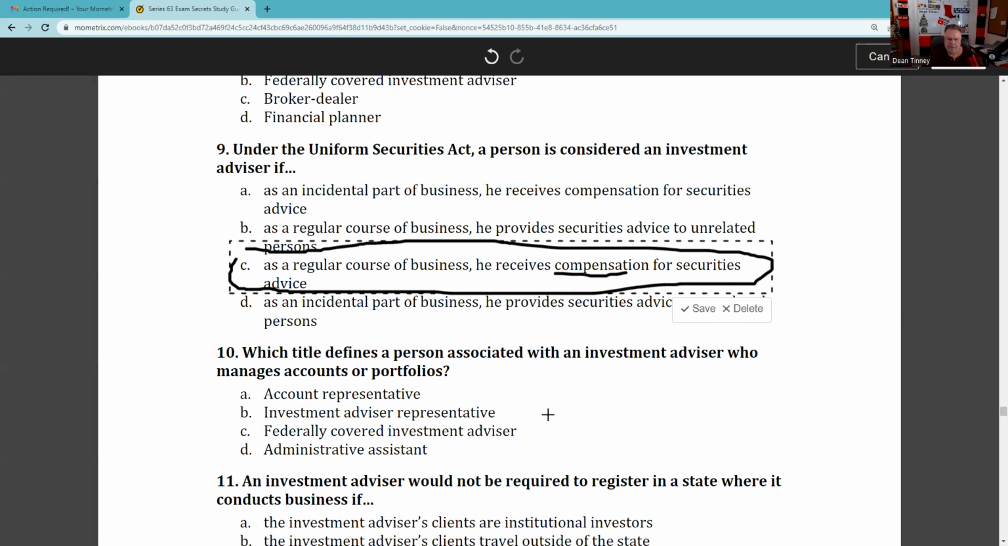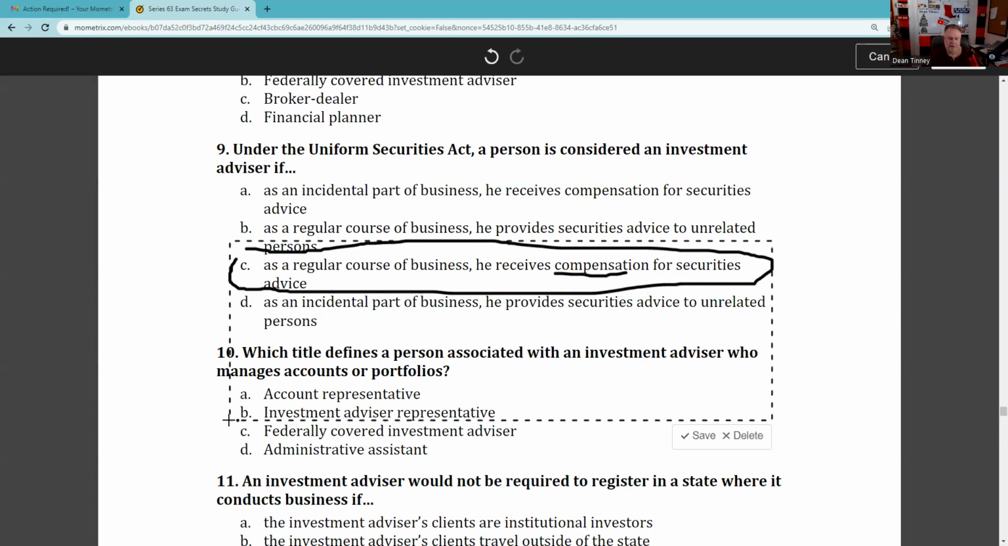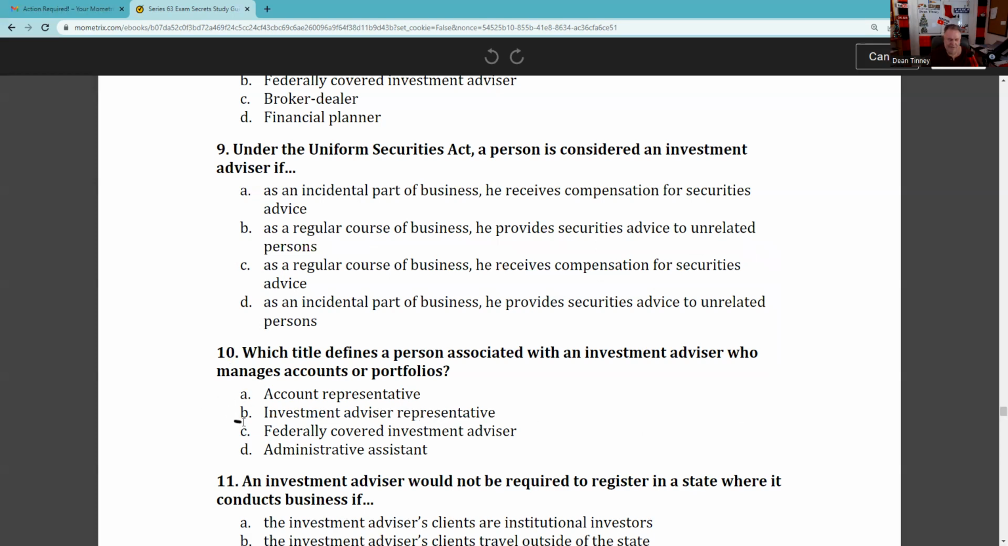What defines a person associated with an investment advisor who manages accounts? That would be you. Well, I shouldn't say you. I forget, we're taking a 63 here. This would be somebody who's going to take a 65 after the 63 or 66. So as you were, these are called investment advisors. And with 63, you're not going to do that. With 63, all you're going to be is an agent of the broker-dealer. If you want to be an investment advisor rep for an affiliated investment advisory firm, you're going to have to take another exam. I know you're excited.